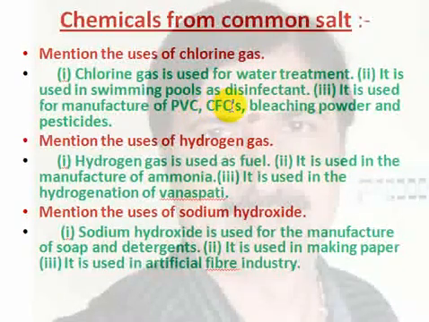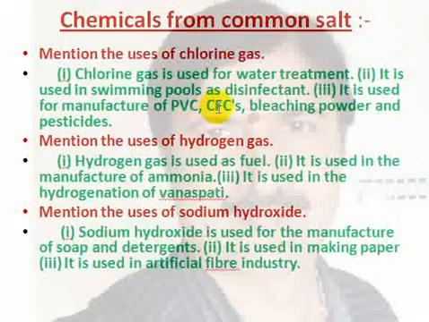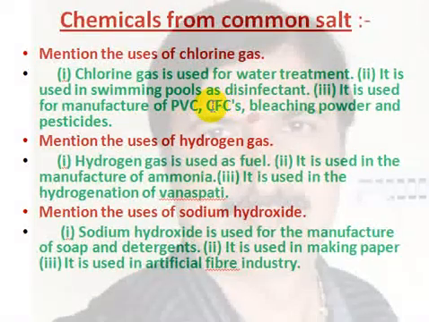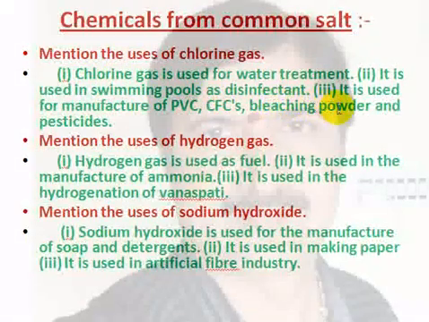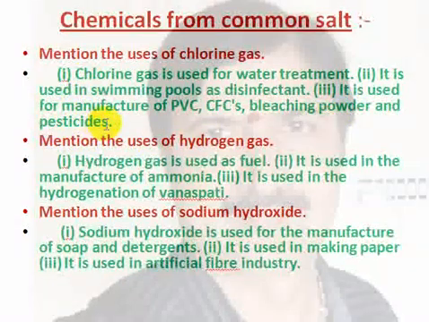Then CFC is used in some electrical appliances like air conditioner and refrigerator as a cooling agent, chlorofluorocarbon. So chlorofluorocarbon is the chemical compound which is used in the air conditioner. For the preparation of CFC also we are using chlorine. Chlorine is used in the preparation of bleaching powder, and chlorine gas is a pesticide.